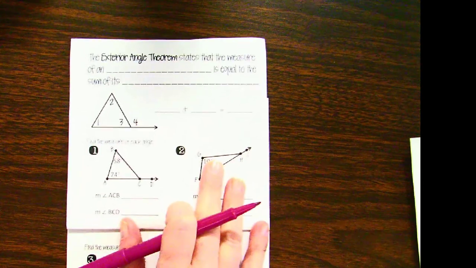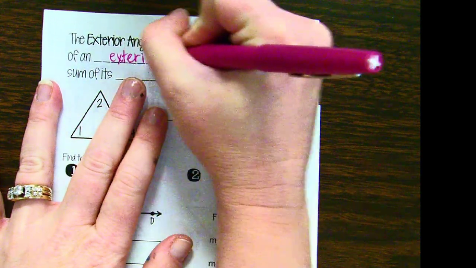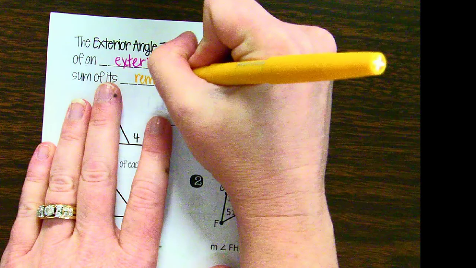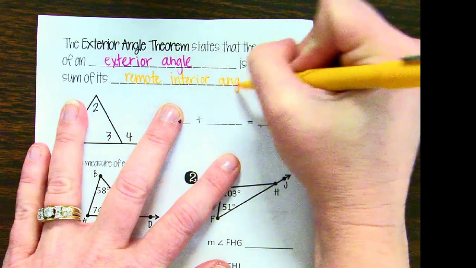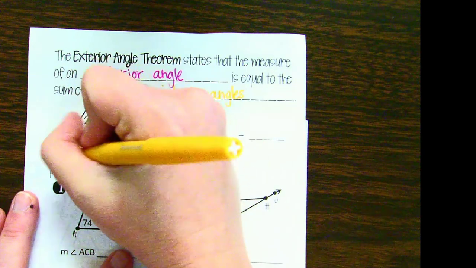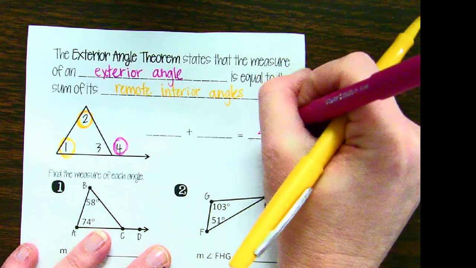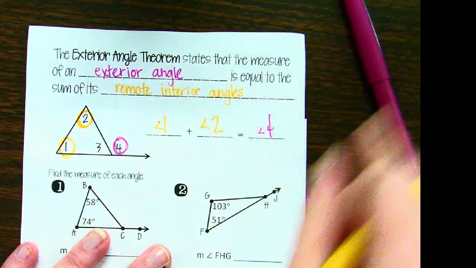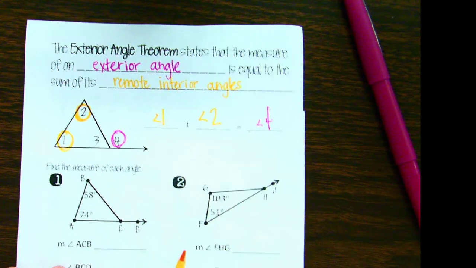And the exterior angle theorem states that the measure of an exterior angle is equal to the sum of its remote interior angles. So we're talking about remote interior angles. Angles 1 and 2 are remote interior to angle 4. So to find the measure of angle 4, we could just add the measure of angles 1 and 2 together.